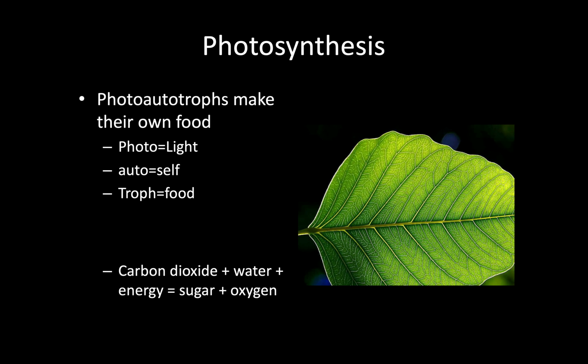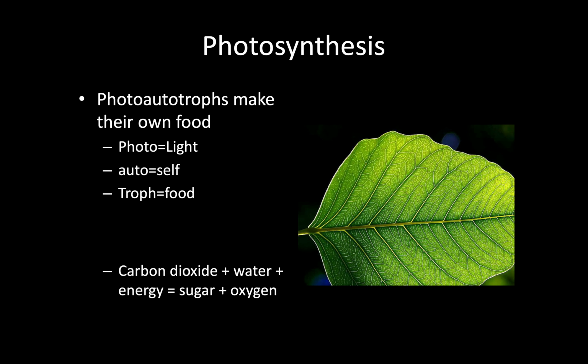And finally, photosynthesis. This is the one we're likely most familiar with. Photoautotrophs, which is a $1,000 word right there, but it just means that organisms are making their own food by using light. So they take in carbon dioxide and water, plus energy, sunlight, to make sugar and oxygen. So this is where we're really going to see the most of our oxygen coming from.